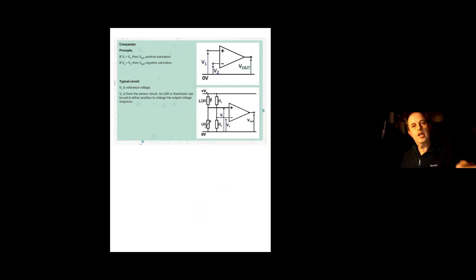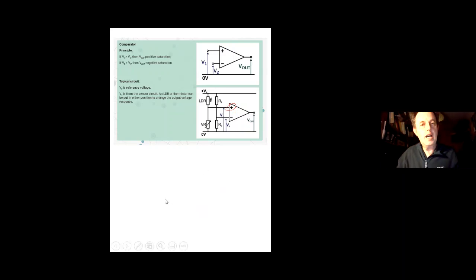It compares whatever you have on the negative and the positive. So if positive is bigger than negative, you will have a positive output. If negative is bigger than the positive, you will have negative. Okay, let's have a look at this in action.